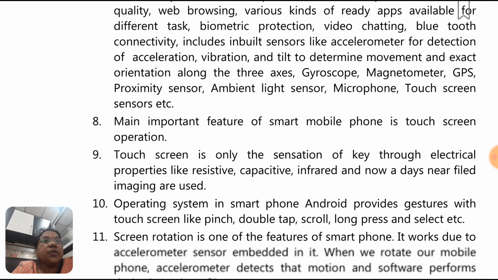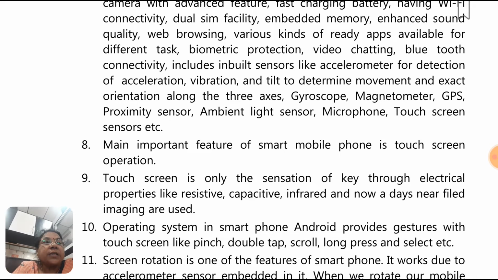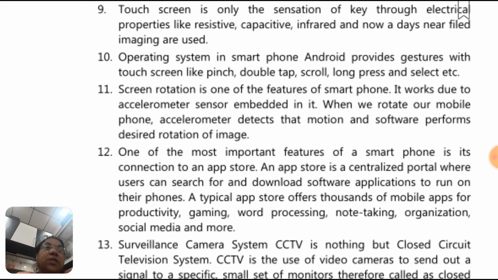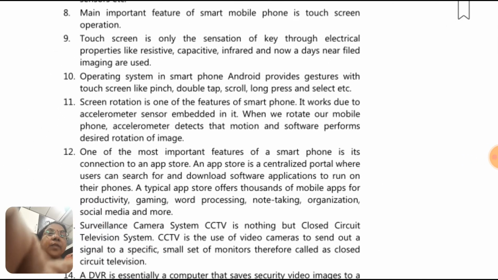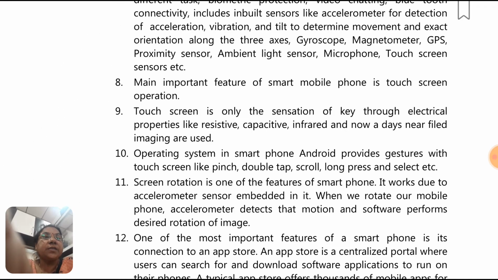Biometric protection, video chatting, Bluetooth connectivity, and inbuilt sensors like accelerometers for detection of acceleration, vibration, and tilt to determine movement and exact orientation along the 3 axes. Gyroscope, magnetometer, GPS, proximity sensor, ambient light sensor, microphone, touchscreen sensors, etc.